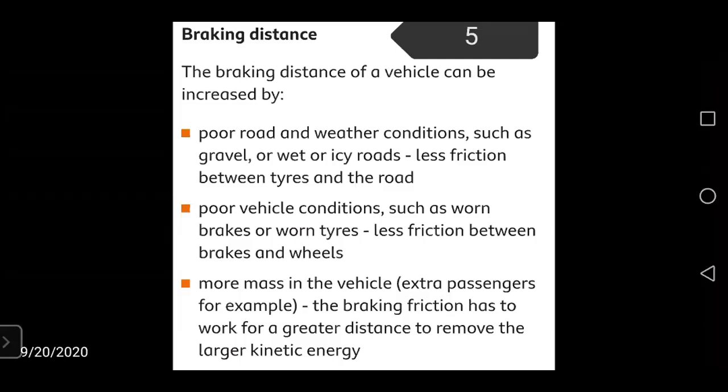Obviously, if the tires are worn out or the brakes are not very good, the car will cover more distance before stopping. And if the vehicle is overloaded, with more mass, like extra passengers sitting in the vehicle, then braking friction has to work over a greater distance to remove the large kinetic energy. So these are the basic factors which may affect the braking distance. Here you can understand how the stopping distance is affected by the thinking distance and the braking distance.